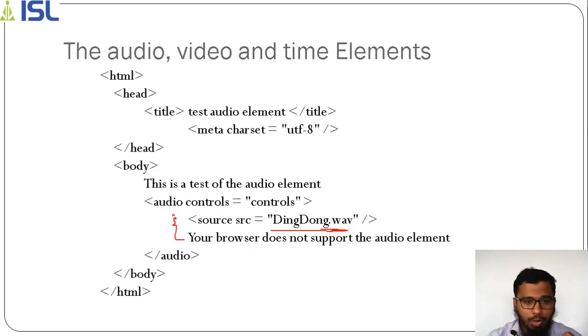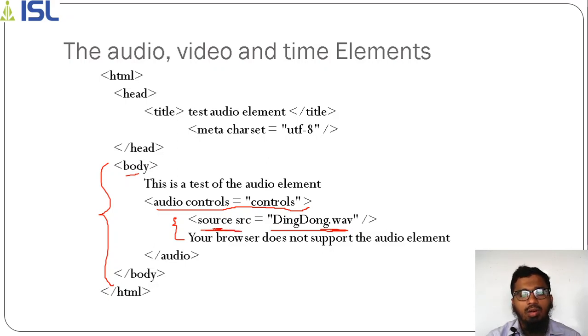Next one is audio. In the body, you need to write whatever you want to display on the web page. So this is a test of audio element. Here we have taken audio controls equals controls. Then here source, from where you are going to take your file: src ding dong dot wave. You can give any file name.